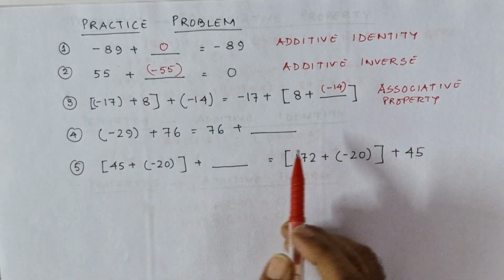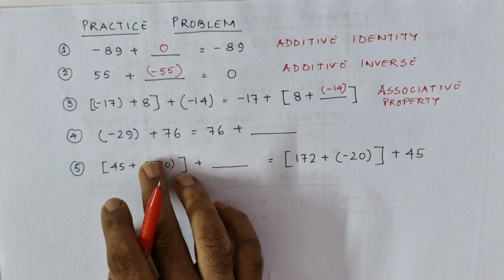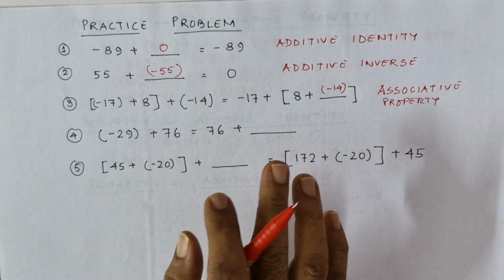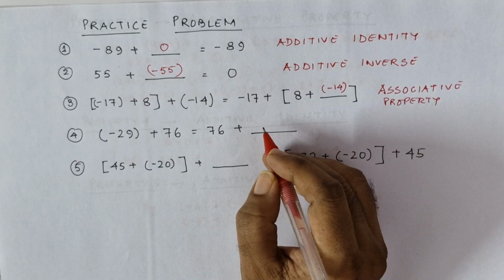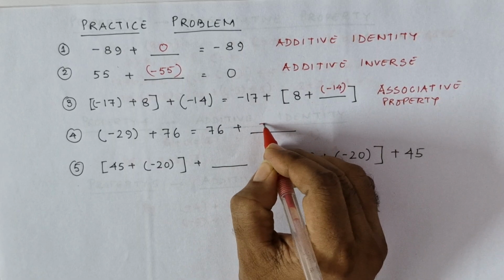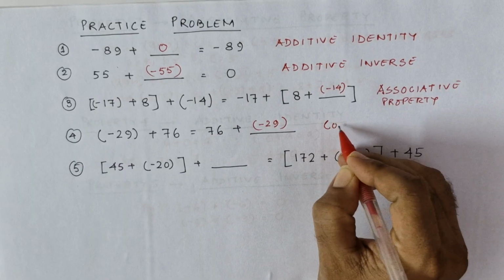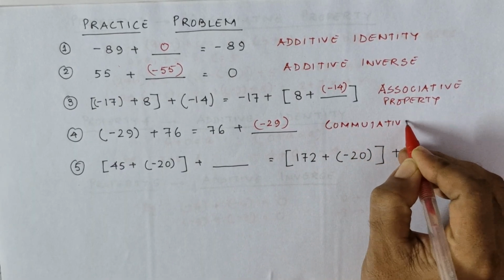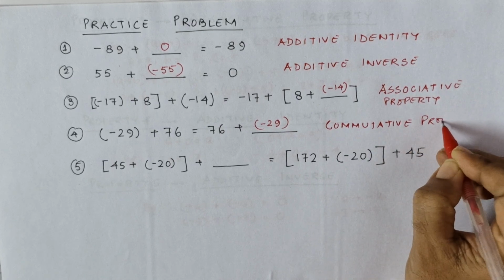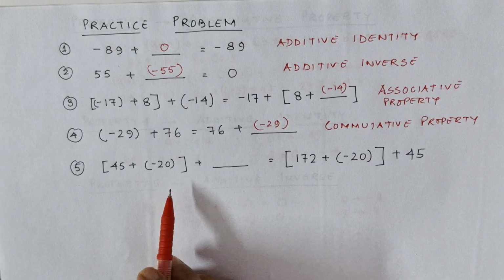So the fourth question is minus 29 plus 76 equal to 76 plus dash. It is evident that you have just studied commutative property. So the answer will be minus 29. So this is known as commutative property. Got it?